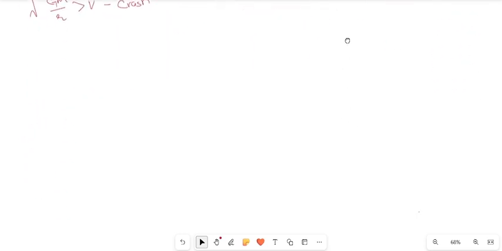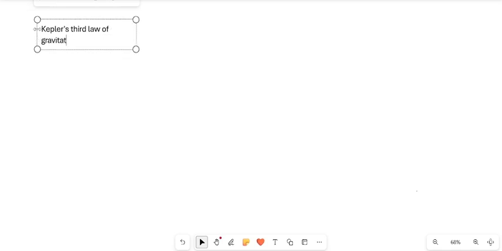Now another formula that we can derive is known as Kepler's third law of gravitation. Newton's law of gravitation, Kepler's third law of gravitation, is just a way of finding relations and seeing what depends on what. Let's see. In all of these gravitation laws, they use the formulas that we already know.